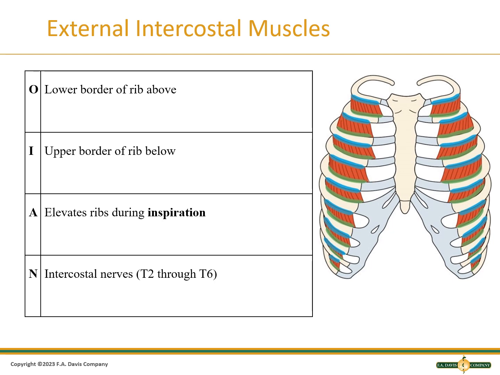So if you take your hands, put your right hand on the right side of your chest, the left hand on the left side of your chest, and point your fingers towards your belly button, that's the orientation of the fibers for your external intercostal muscles. And they're going to be innervated by the intercostal nerves from T2 through T6.